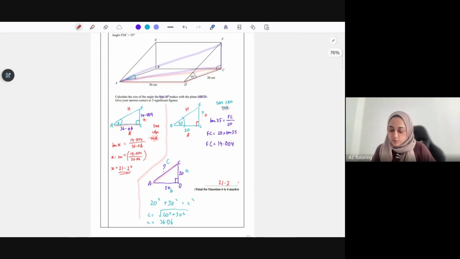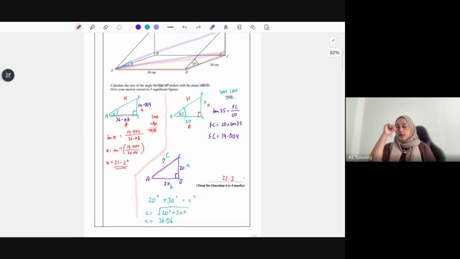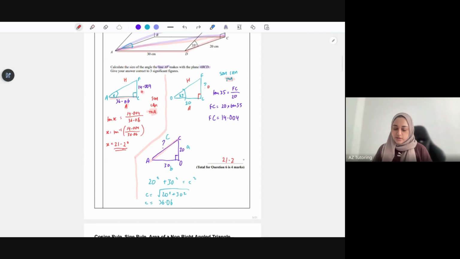So yeah, that was quite a tricky one because if you don't understand what the question's asking, what angle it's asking for, so it says with the line AF, with the plane ABCD, then it's tricky to work out what you're doing. But with all these right angle ones, it'll always be Pythagoras and SOHCAHTOA inside, and you have to find out the 2D shapes.